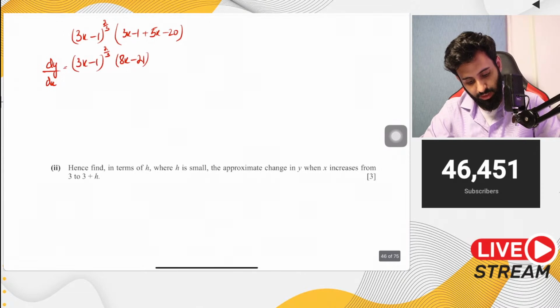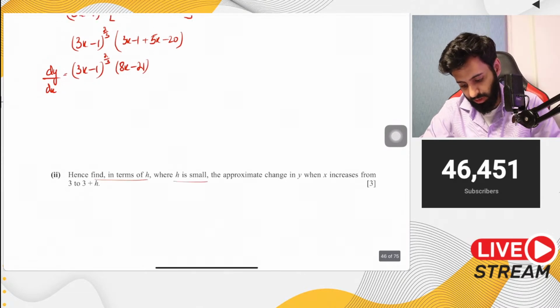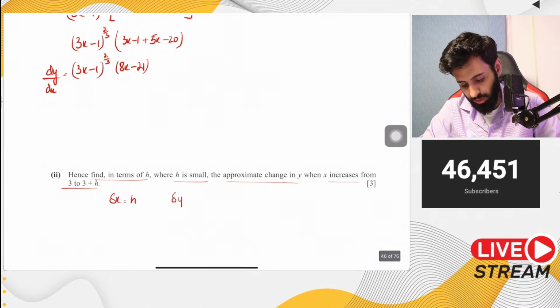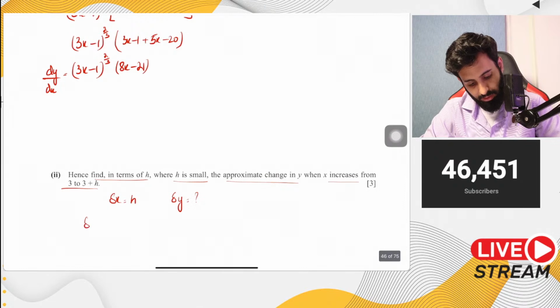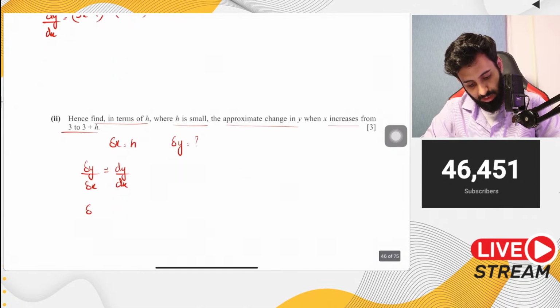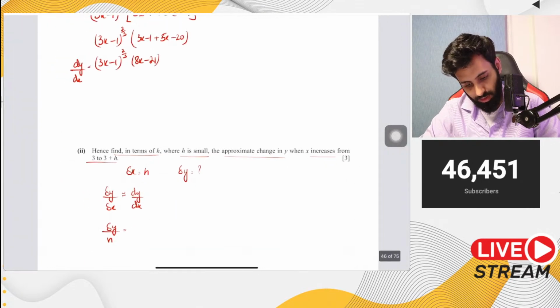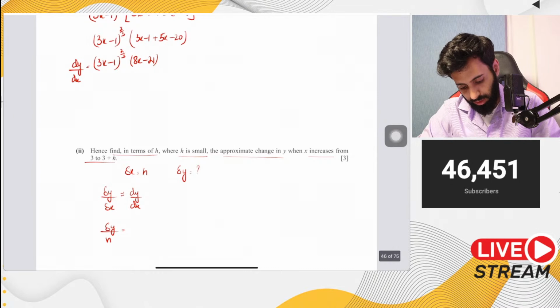It says, hence find in terms of h, where h is small, the approximate change in y when x increases from 3 to 3 plus h. So that means the small change in x is h, and you need to find out the small change in y. So small change in y over small change in x, remember, is approximately equal to dy upon dx. So small change in x की जहाँ तक बात है, that is h. dy by dx में हम x की initial value रखेंगे, which is 3. So let's do that on the side over here.